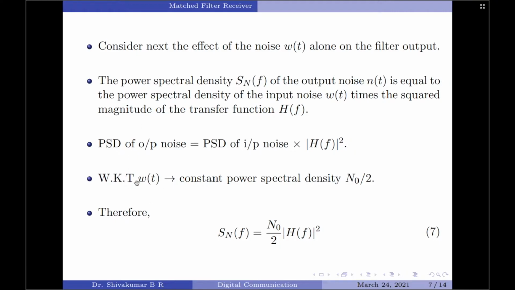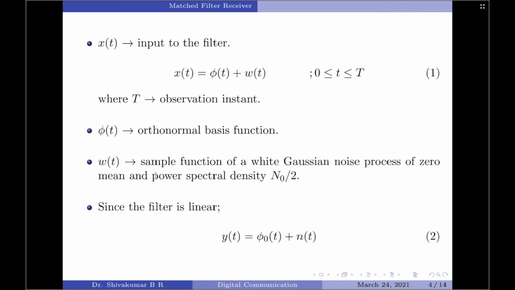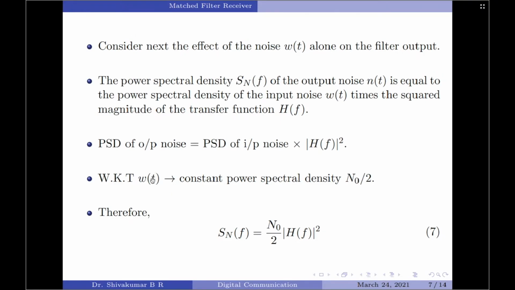Now, we note that the input noise component W of t is actually a white Gaussian noise process of zero mean and power spectral density N0 by 2. So, let us now replace the power spectral density of W of t back into the equation. We will then get the power spectral density of output noise, which is S capital N of f, written here, equals the power spectral density of input noise, which is N0 by 2, multiplied by magnitude square of the transfer function. So this represents the power spectral density of output noise.